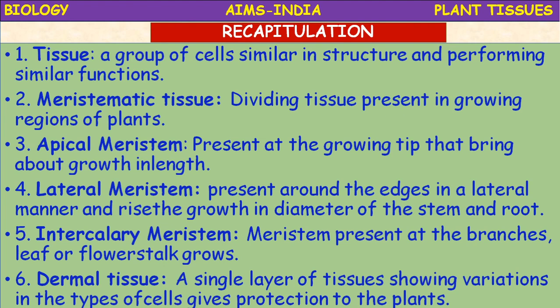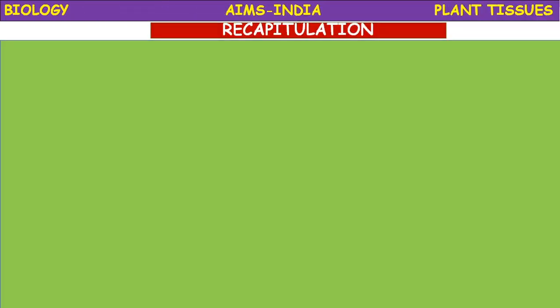And the different types of tissue. Next tissue after meristematic tissue, what is the plant tissue? Dermal tissue. A single layer of tissues showing variations in the types of cells, giving protection to the plant, is called dermal tissue. Dermal tissue is of epidermis, mesodermis and endodermis: outer epidermis, inner endodermis, middle mesodermis.